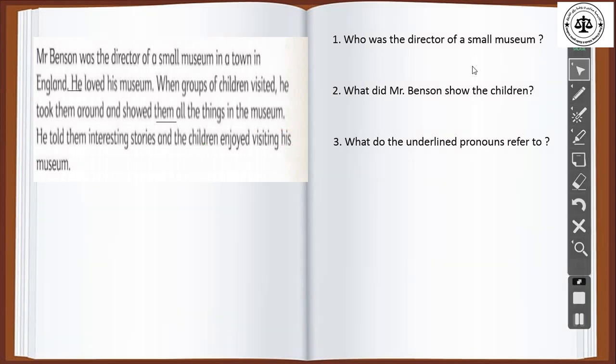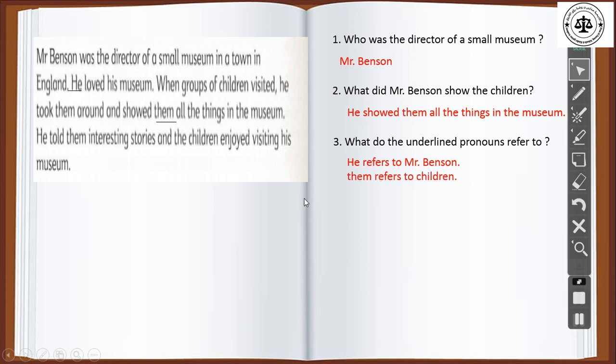Now here, who was the director of a small museum? Who, Ya Ahmad? Thank you. Mr. Benson was the director of a small museum. What did Mr. Benson show the children? Thank you. He showed them all the things in the museum. What do the underlined pronouns refer to here? We have he and them. He refers to Mr. Benson and them refers to children. Okay? Let's continue the story.